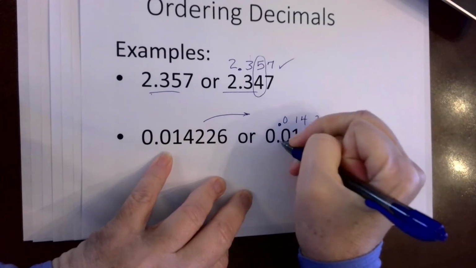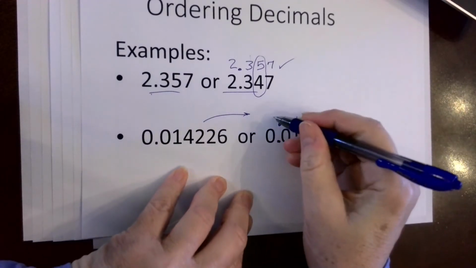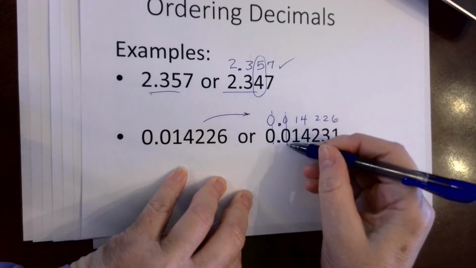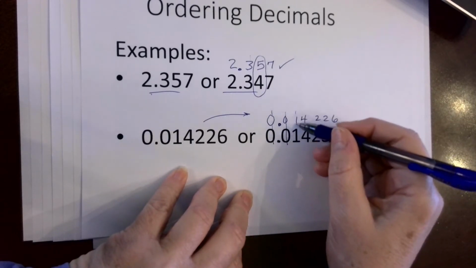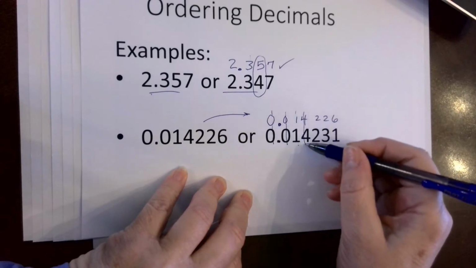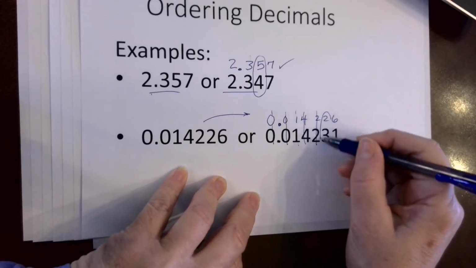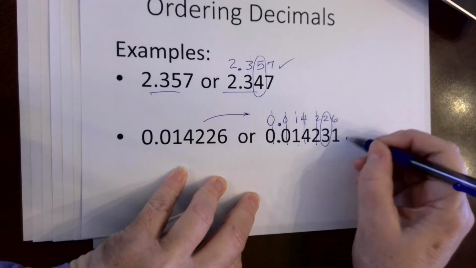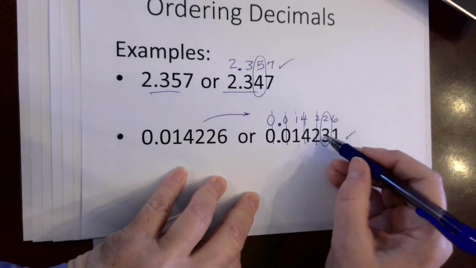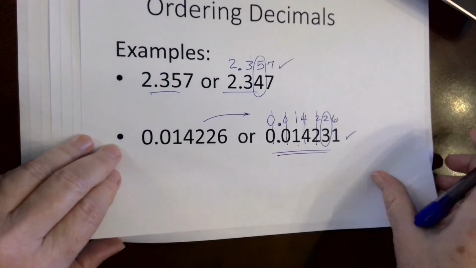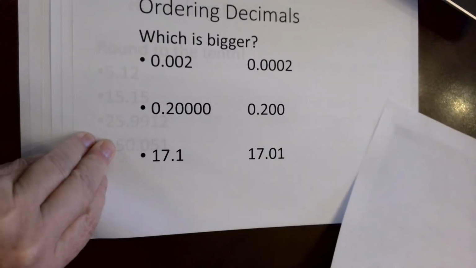0.014226. Line the decimals up. The whole number part is the same. The tenths digit is the same. The hundredths digit, the thousandths digit, the ten-thousandths digits, they're all the same. Here's where they start to differ. So of course this one's bigger because 3 is bigger than 2. That number's bigger than the other number. That's how you order decimals.